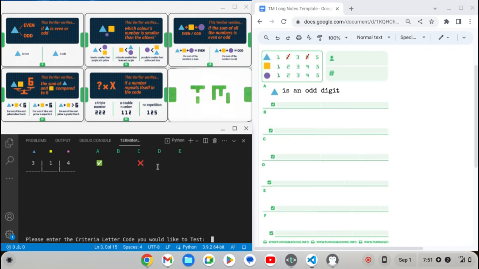So let's go ahead and type that up in section C. And that again is that triangle plus square plus circle should be an odd quantity.